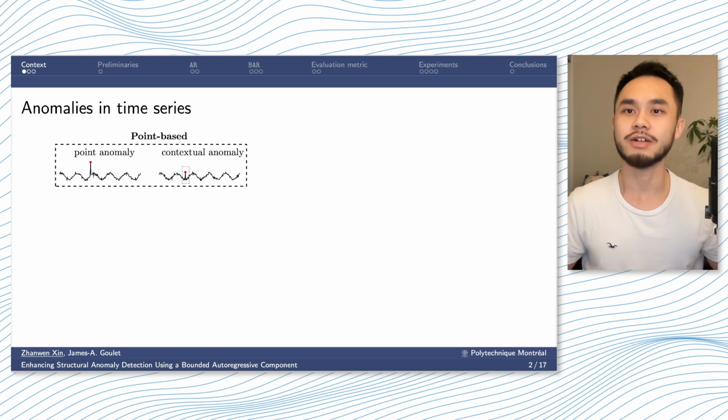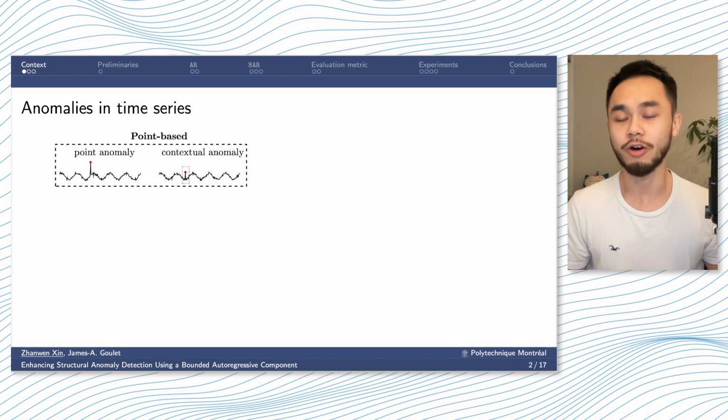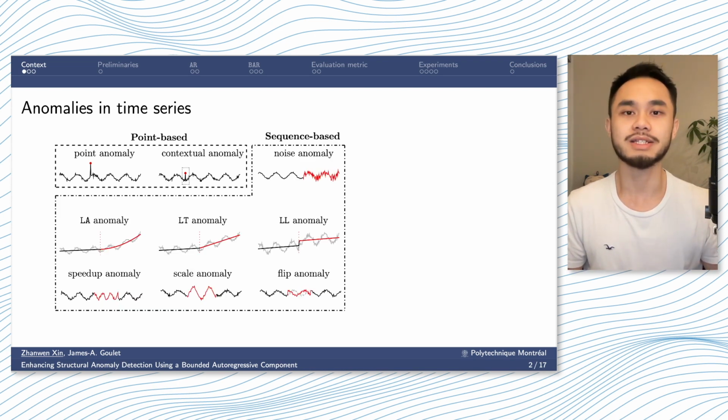We will first go through the context of this research, where we will see what anomalies in time series are, what the criteria of an effective anomaly detection method are, and how it works. In time series, there exist two main categories of anomalies. The first one is called point-based anomaly, which refers to single data points that strongly deviate from a sequence within a time series. It can be further divided into a point anomaly, which is an outlier compared to the complete time series, and a contextual one, an outlier with respect to a subset of data within a time series. By contrast, we have the sequence-based anomaly, which is defined as a sequence of data that does not follow a typical pattern from the past.